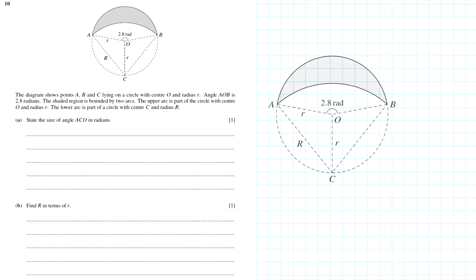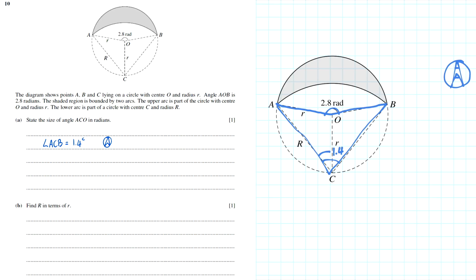The first thing we have to find is the size of the angle ACO. And to do that, we're going to use a circle theorem, the one where the angle at the center is double the angle at the circumference. Applying that in this situation, we will find that ACB is 1.4 because it's half of 2.8.